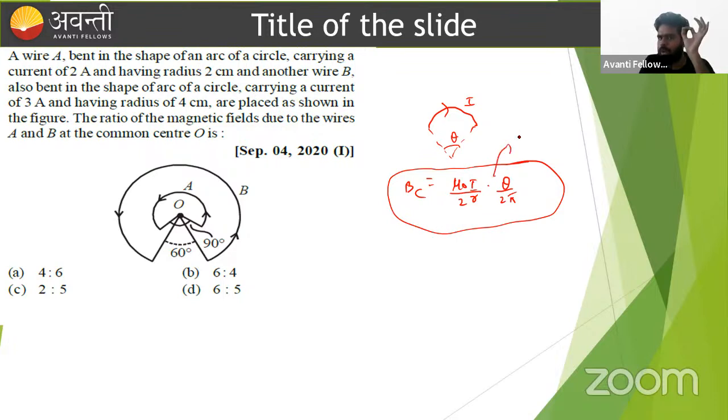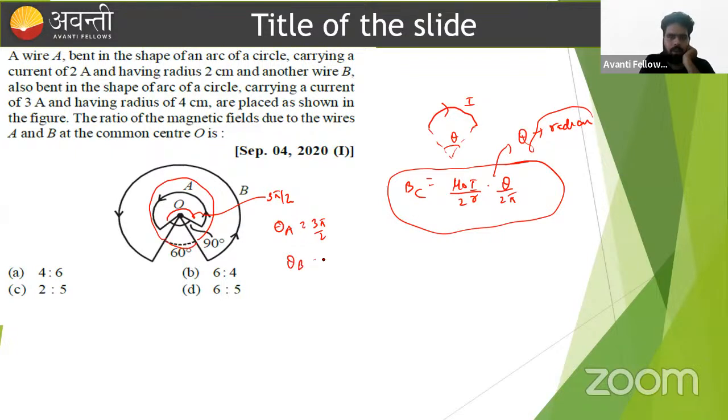One thing we have to keep in mind, theta should always be put in radian. I hope this is clear. And we can say this is the smaller arc. If this angle is 90, then what is this angle? We can say 2 pi minus 90, that is 3 pi by 2. If this angle is 60 degree, then what is this angle? Angle theta A is 3 pi by 2 and angle theta B is 2 pi minus pi by 3, and this will equal 5 pi by 3.